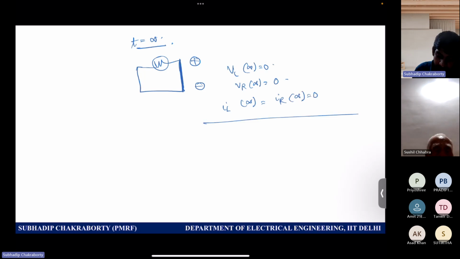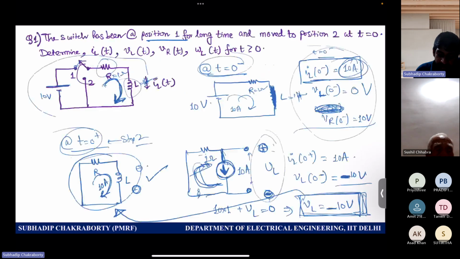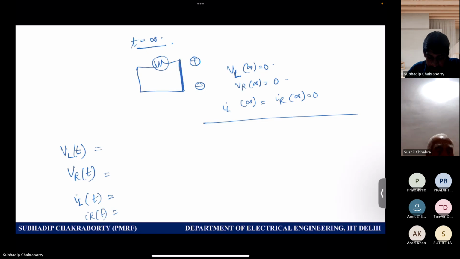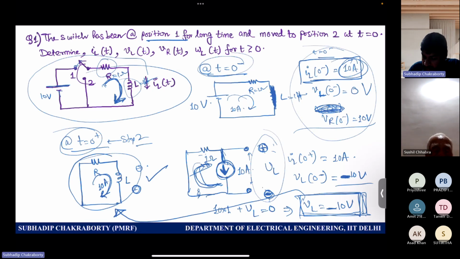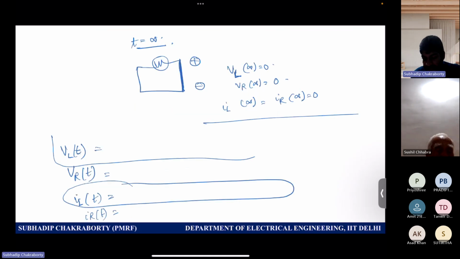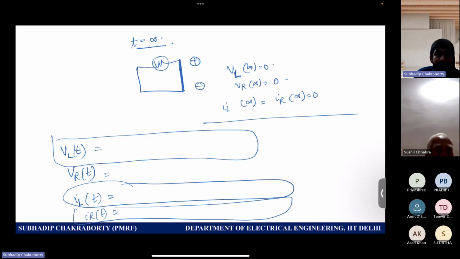Now you see how you can write everything. So I may ask you VL as a function of time for this circuit. You can answer it. Also, I may ask you VR as a function of time. You can answer it. IL as a function of time or IR as a function. Everything you can answer. Now let me ask you only IL. Can you tell me what is IL? First answer this, then you may answer what is VL. And IR also you can answer, right? Everything you can answer.